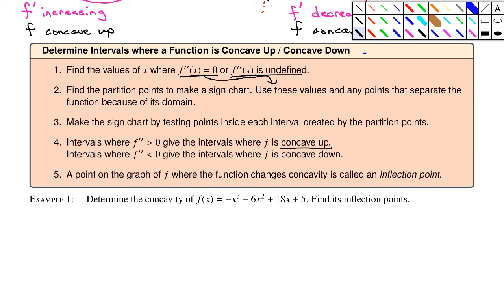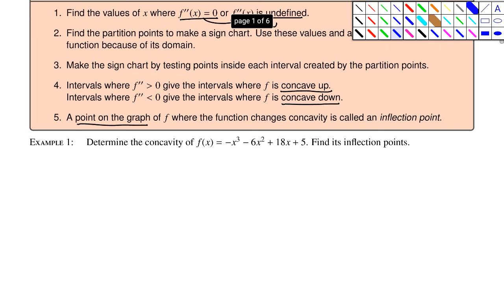If the second derivative is negative, we have concave down. And then any point on the graph where the function changes concavity is called an inflection point. But it does have to be a point on the graph. It can't be an asymptote or something like that. Let's look at example number 1.